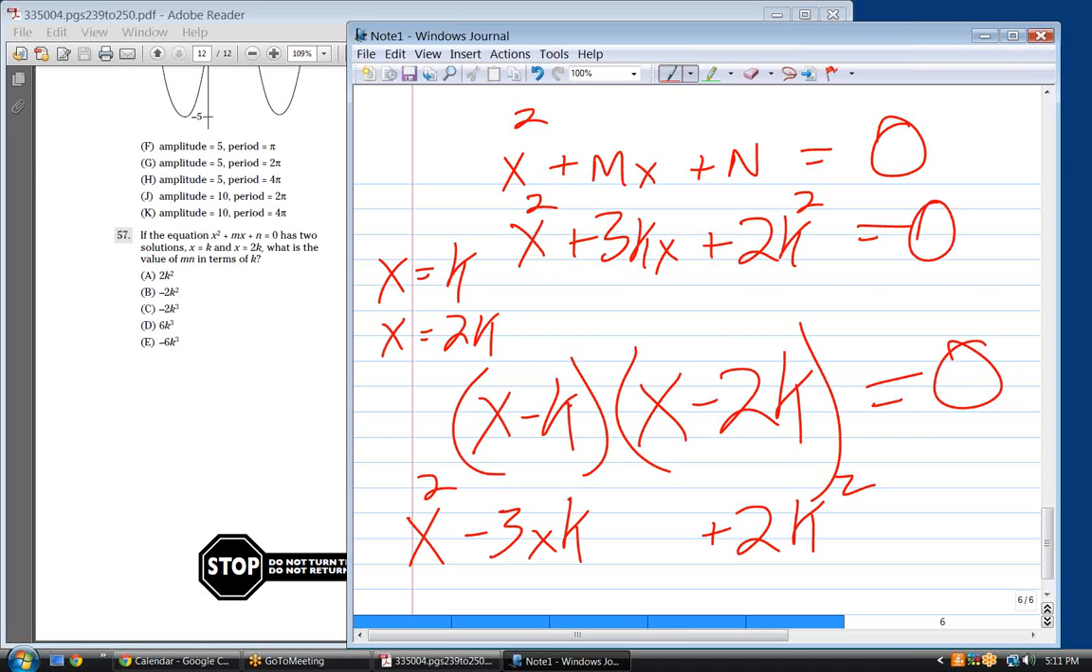So we just need mn. We know n is that. So n equals 2k squared. What does m equal? Negative 3k. Oh wait, no. Not negative. In other words, all you need to do is equate these coefficients. If this is this, and it is, then I know m is equal to 3k, and I know n is equal to 2k squared.